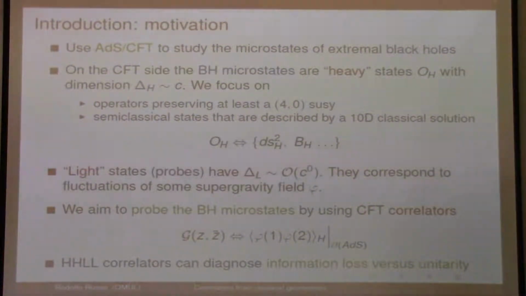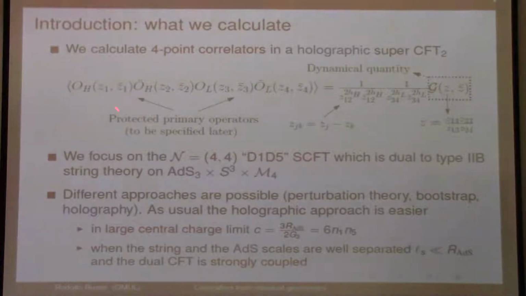Okay, so after advertising what the goal is, let me say a couple of words on the motivation. One motivation for us to study this is to use this quantity to understand a bit more about the microstates of extremal black holes. And this explains the letters big H and big L in this observable.